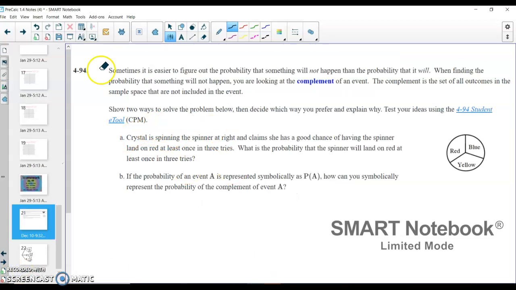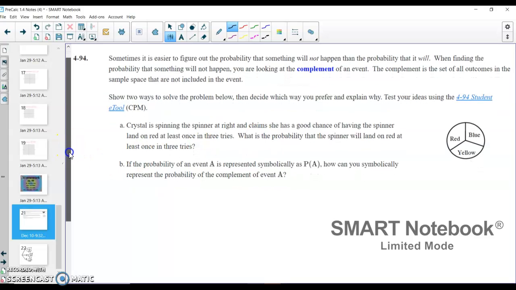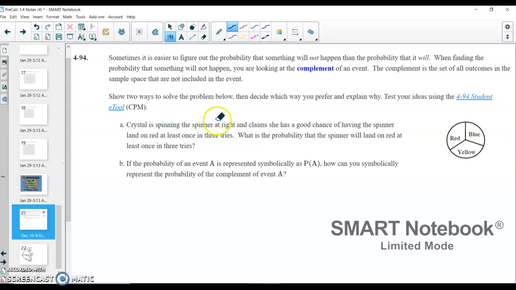Problem 4-94 from lesson 4.2.4, focusing on the complement of an event and this spinner problem, to show how we can use the complement to solve for the probability of the event happening or not happening. In part A, Crystal is spinning this spinner at the right and claims that she has a good chance that it lands on red at least 1 out of 3 times that she spins it. And we're going to look for the probability that it lands on red.